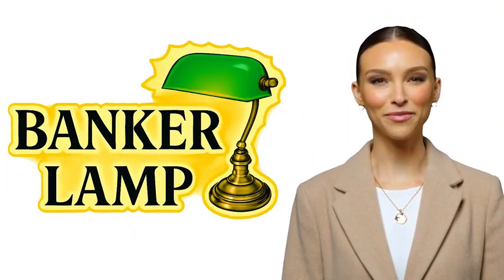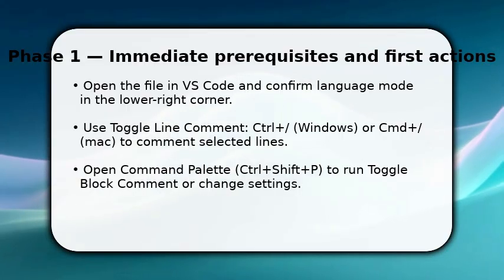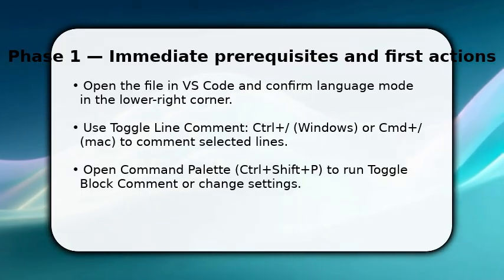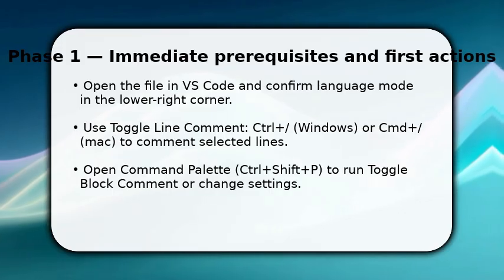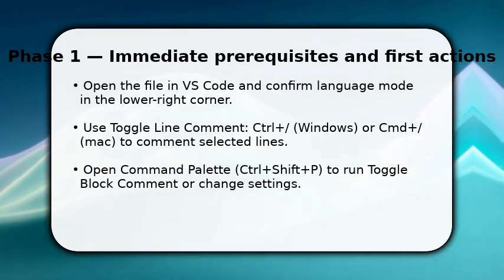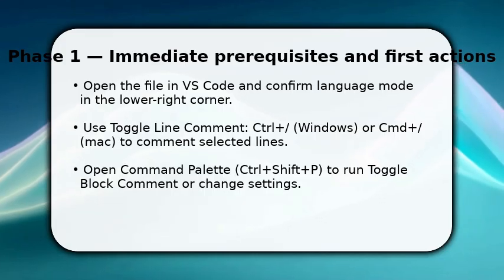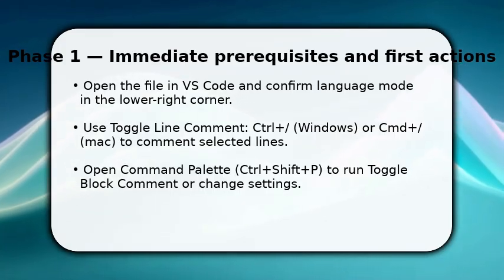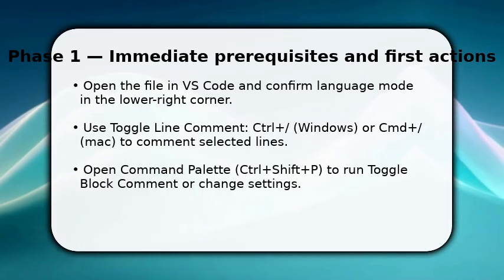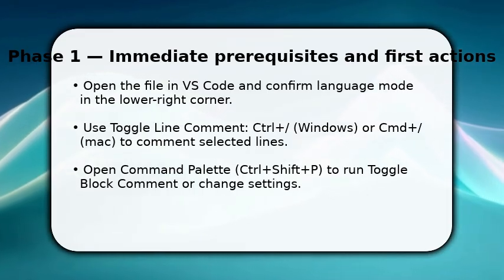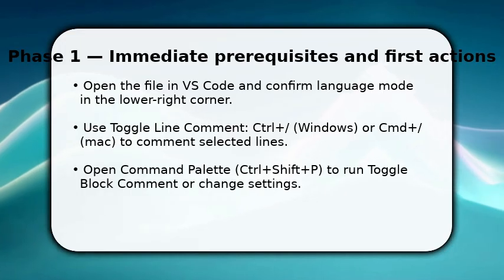Please enjoy the video. You already have VS Code open. Make sure the file language is correct, because comment syntax depends on it. First, select the lines you want, then press Ctrl+/ or Cmd+/ to toggle line comments. Once done, use Ctrl+Shift+P and type toggle block comment to wrap code for languages that support it.